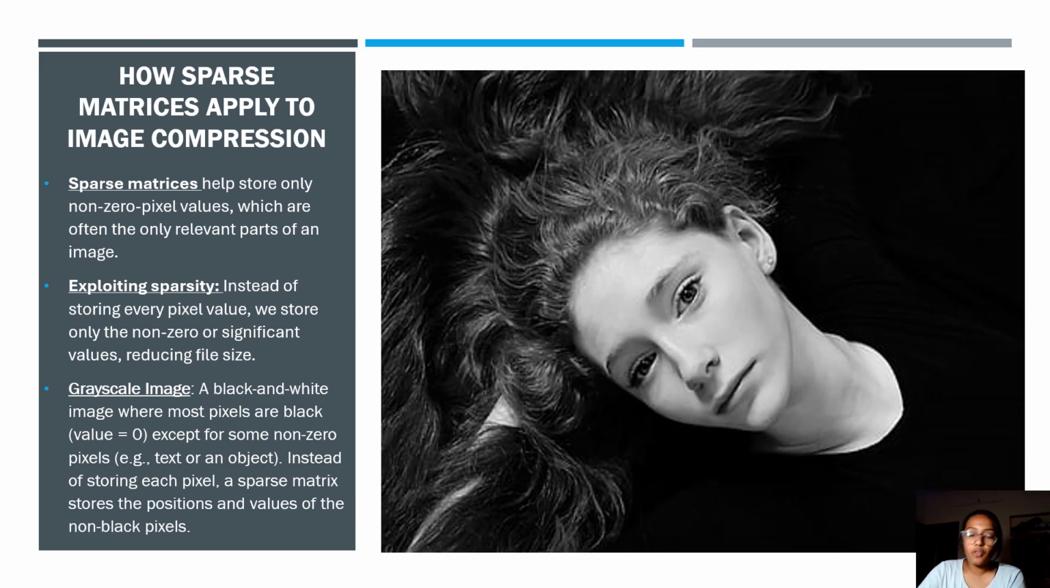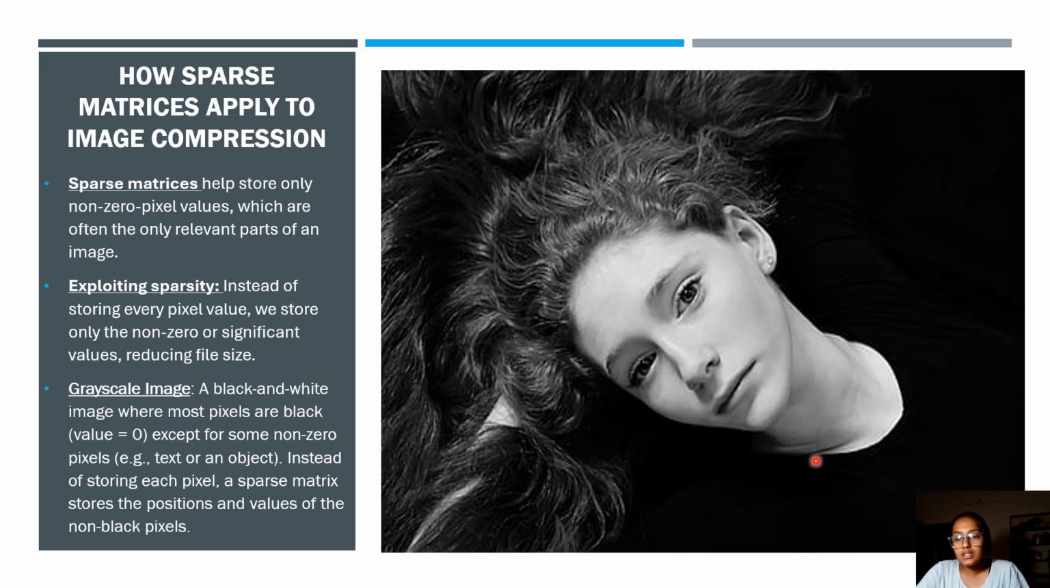We have an example of a grayscale image. We have a girl laying down. That is a grayscale image. It is simply like a black and white image where most of the pixels are black values, that is equal to 0, except some values that are non-zero where the actual object resides. So, instead of storing each pixel, the sparse matrix stores the position and values of the non-black pixels.